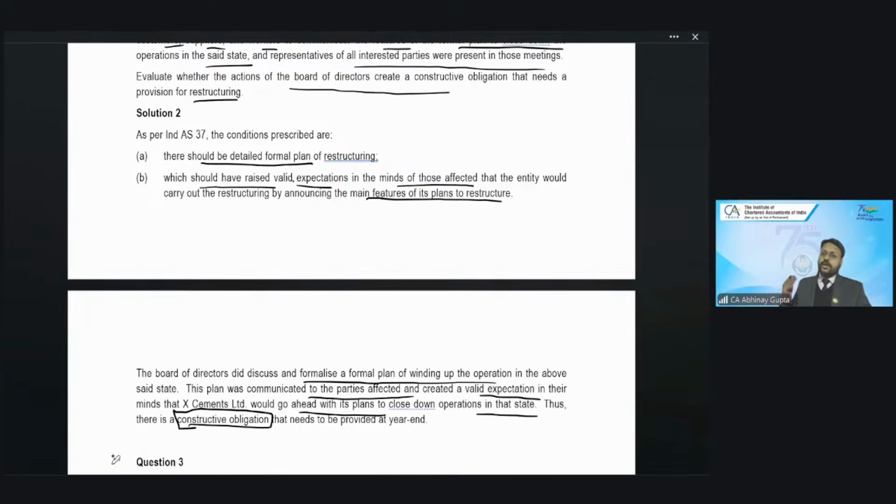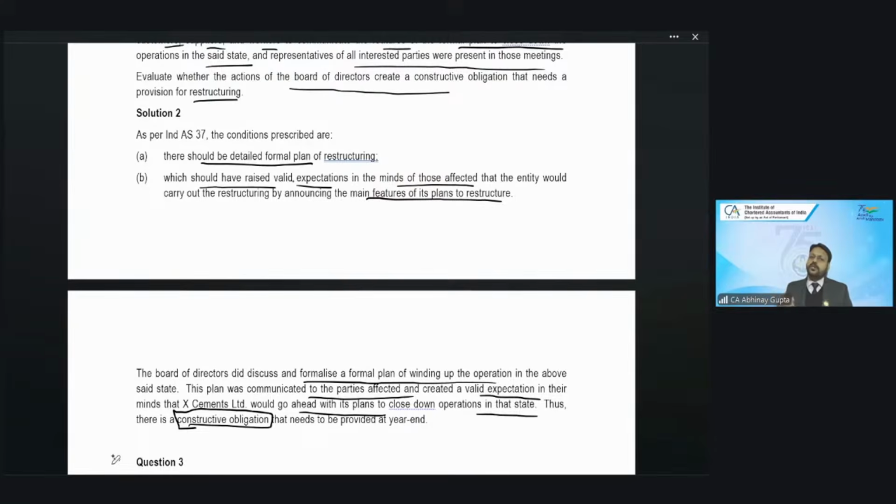And once the constructive obligation criteria is met, it means a provision will be required to be recorded, right? So provision recording gets triggered either by a legal obligation or by a constructive obligation, which is the present obligation, right? Now, present obligation means the plan is to be executed, right? Because it is already approved, hence it is a present obligation.